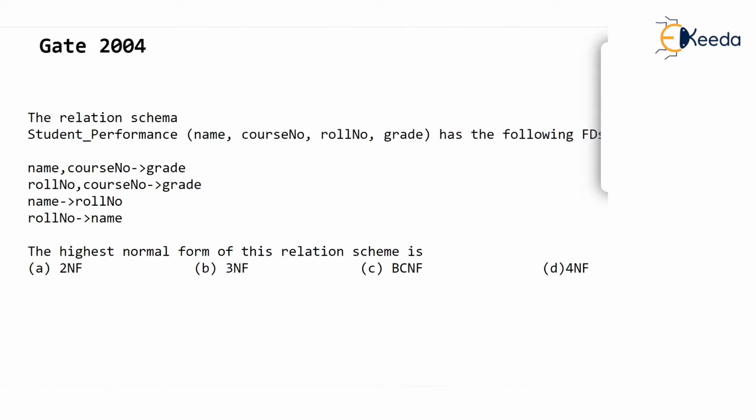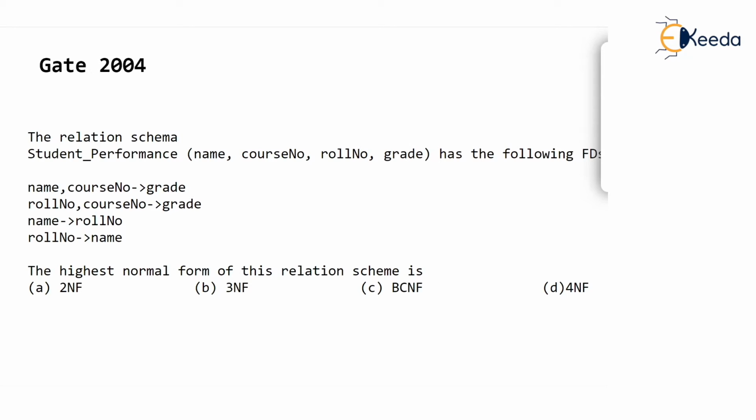Let's see GATE 2004 question. Now in GATE 2004, we are given a relation schema, that is we are given a table. Student performance is the name of the table and the columns or the fields or attributes are name, course number, roll number and grade. And the FDs on this table are as follows. They are asking the highest normal form of this relation schema is.